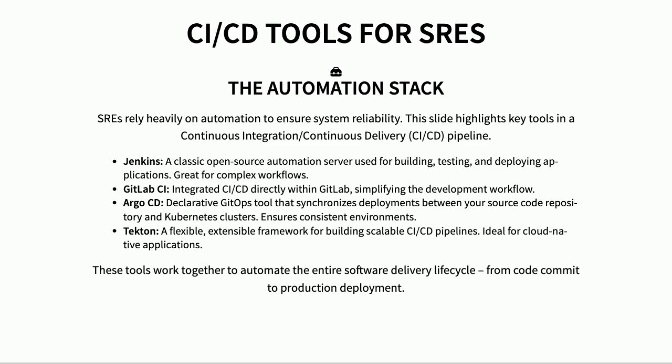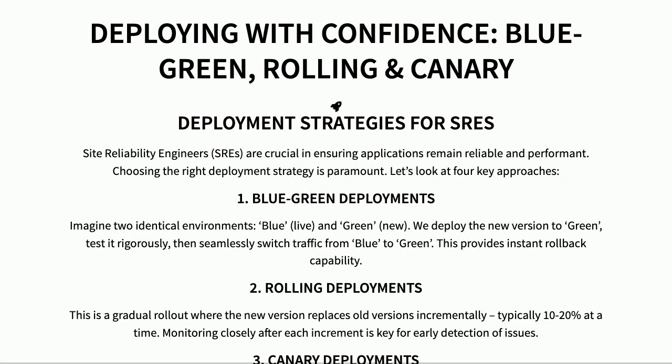Okay, let's talk about how SRE use automation. We're focusing on CI/CD tools today. Jenkins is a really established player. It's been around for ages and is fantastic for handling complex workflows. GitLab CI is super convenient if you're already using GitLab because the CI/CD is built right in. Argo CD takes GitOps to the next level, ensuring that your deployments always match what's in your code repository. And Tekton? It's a newer framework that provides a really flexible way to build powerful and scalable pipelines, especially useful for modern cloud-native apps.